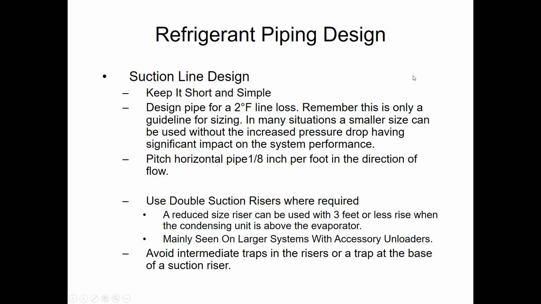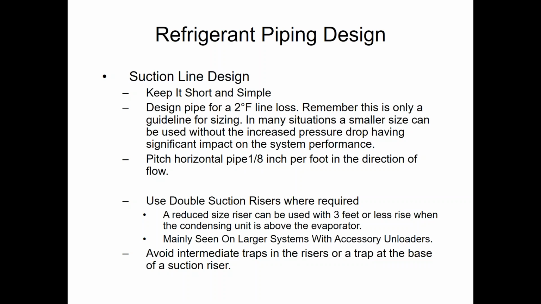So getting back to suction line design now, let's talk about suction lines. Again, keep it short and simple. Suction piping is typically designed for an equivalent 2 degrees line loss. So think about 2 degrees Fahrenheit and think about what that does for your pressure on whatever given refrigerant you're working with. So 2 degrees in R22, 2 degrees in 410, 134. What's that? That's your equivalent pressure drop measured in temperature, okay?